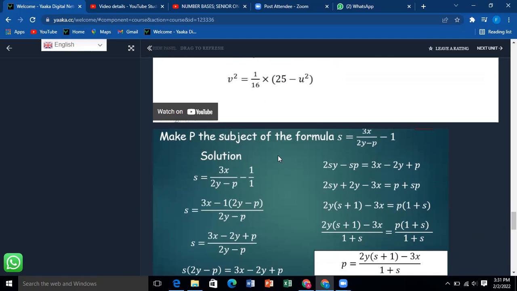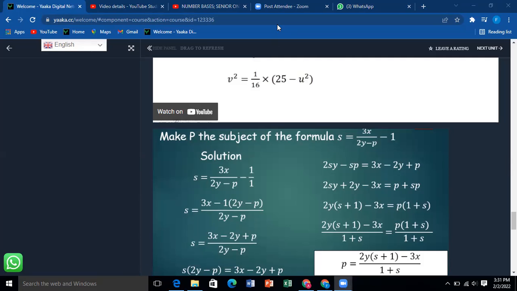I've given you this example, something similar to it in your assignment. Make P the subject of the formula. So the formula is S equals 3x divided by 2y minus P, then everything minus 1. So our duty there is to find P in terms of y and x.